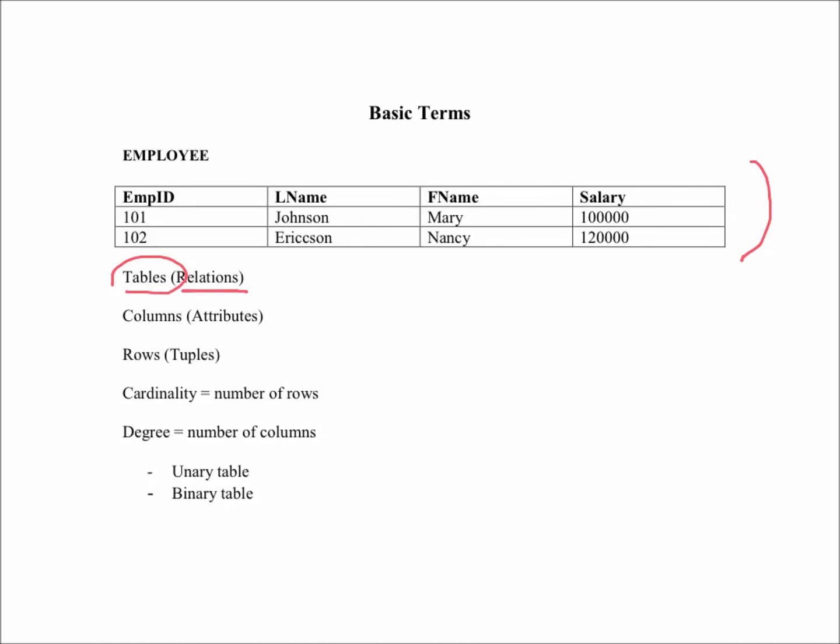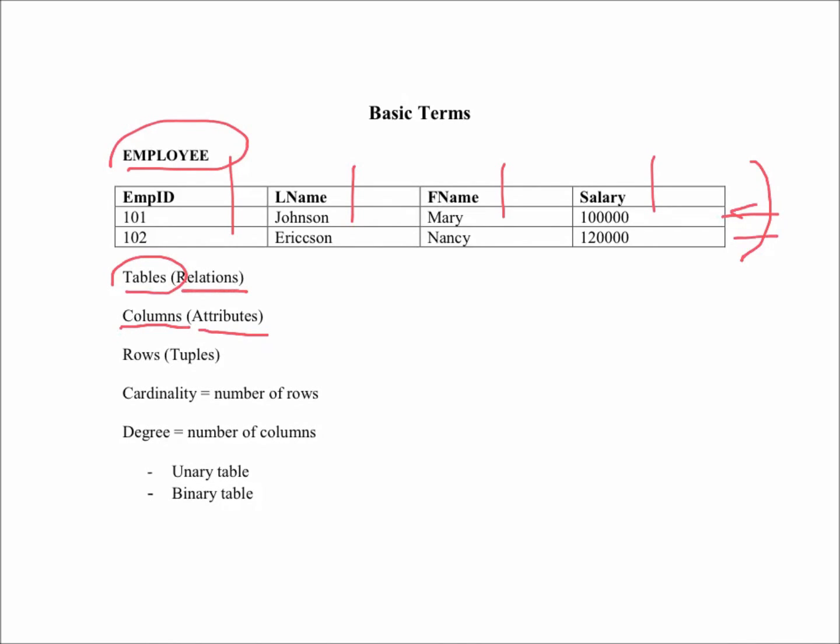In a table like this, in this case the employee table, there are columns like this. Those columns are also known as attributes. These terms, columns and attributes, are sometimes used interchangeably. Attributes is the more formal term used in mathematics or the research community, but in SQL, most of the time we use the term columns.